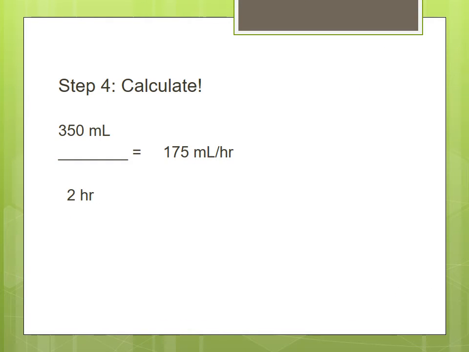Step 4, calculate. In order to deliver 350 milliliters over a 2-hour period of time, we will set our infusion pump for a rate of 175 milliliters per hour.